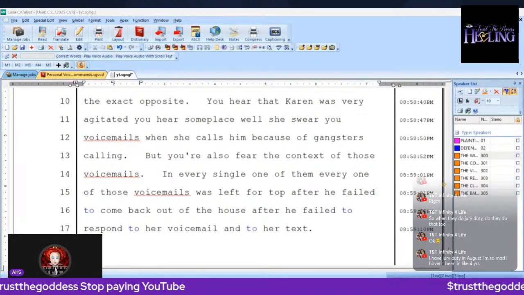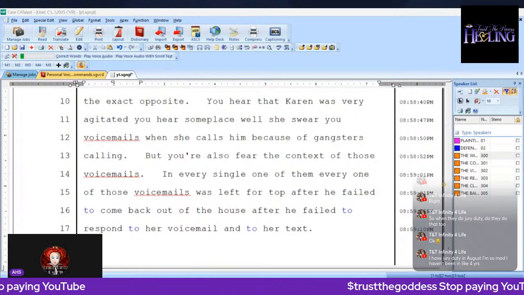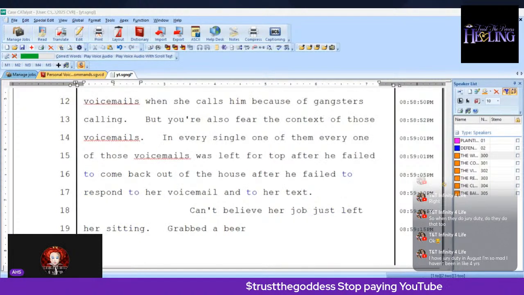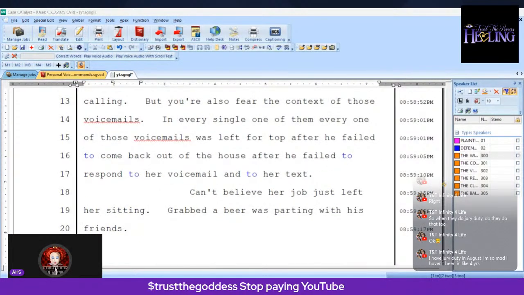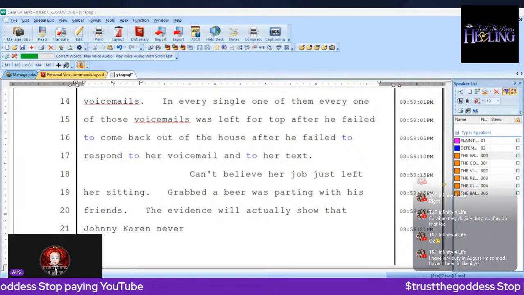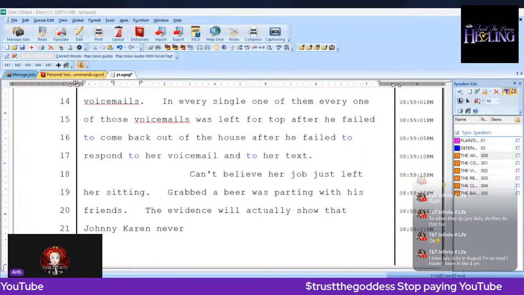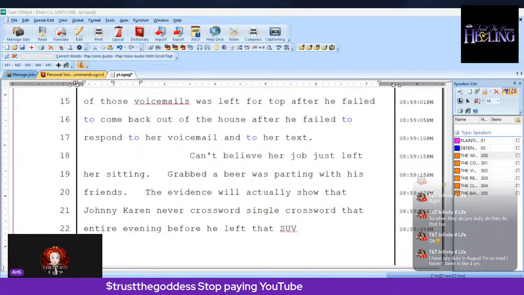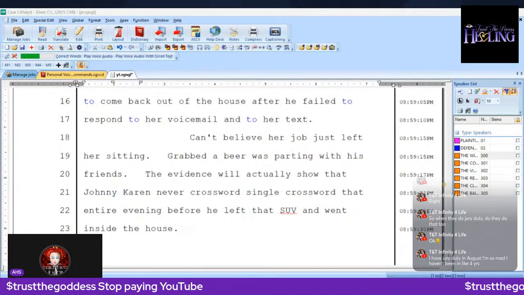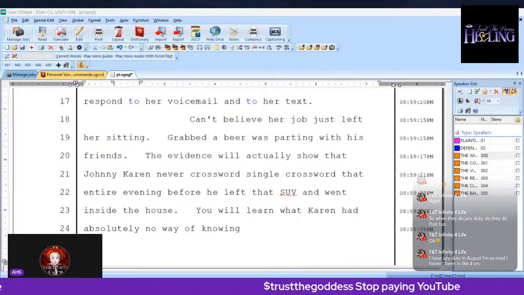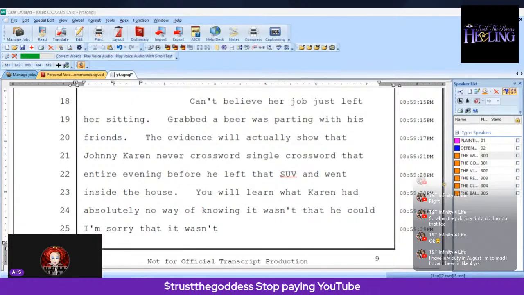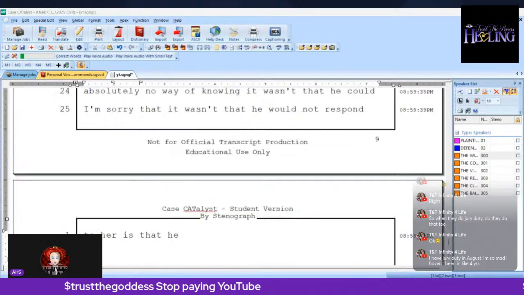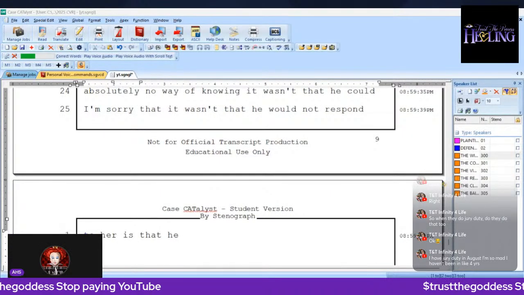Karen believed John had just left her sitting there, grabbed a beer, partying with his friends. The evidence will actually show that John and Karen never had a crossword, not a single crossword that entire evening before he left that SUV and went inside the house. And you will learn what Karen had absolutely no way of knowing at the time. It wasn't that he wouldn't respond to her. It's that he couldn't respond to her. And the evidence will show you why.